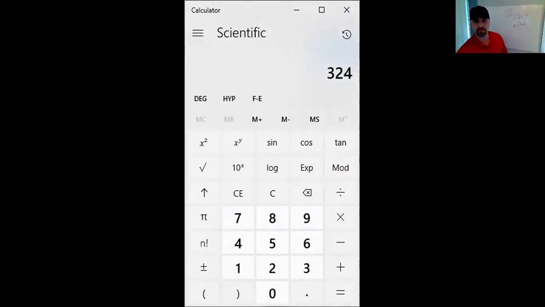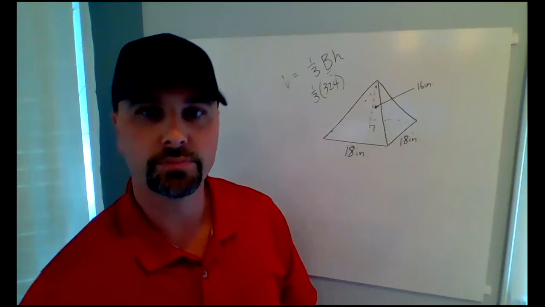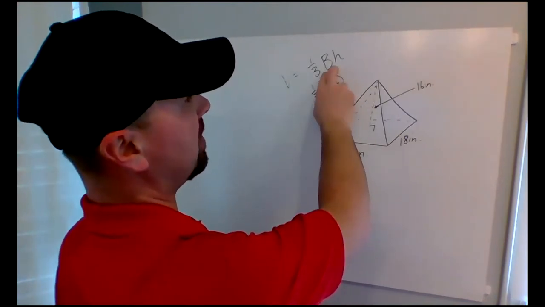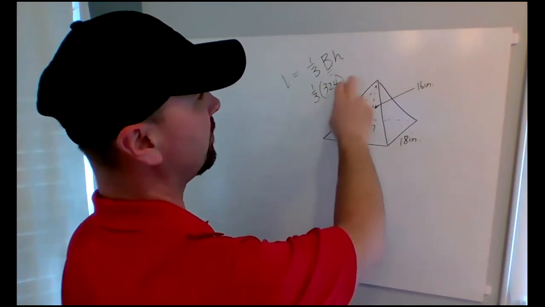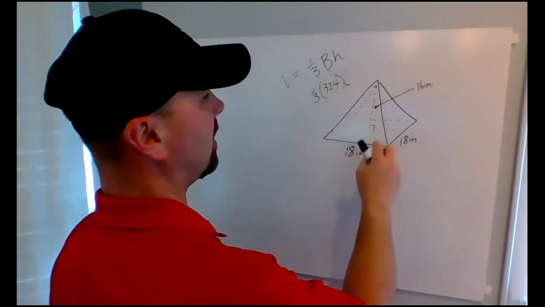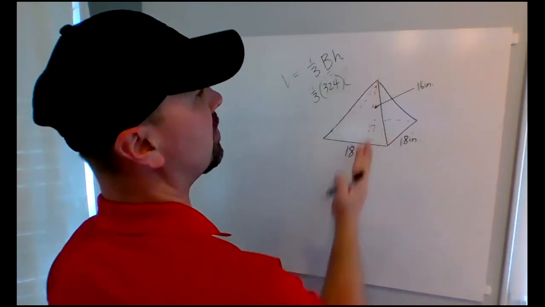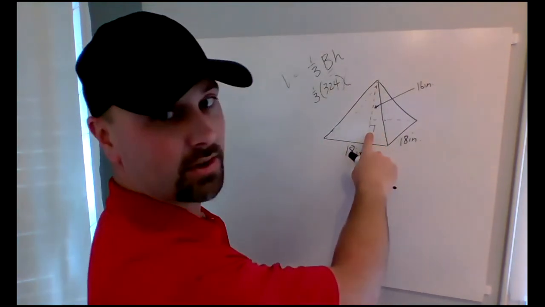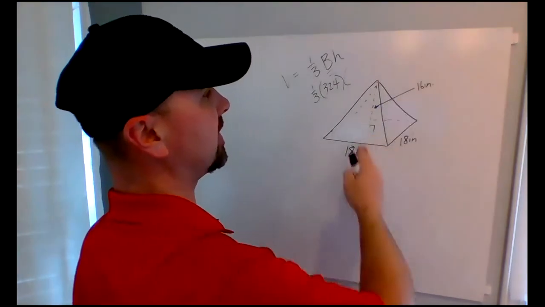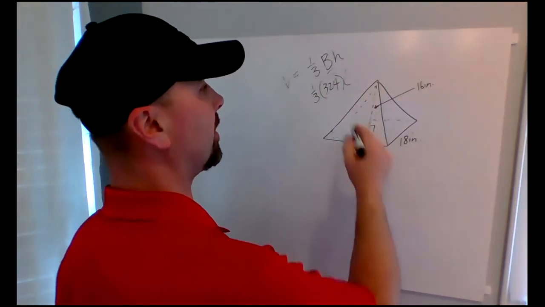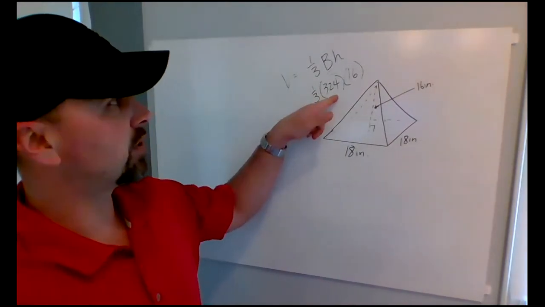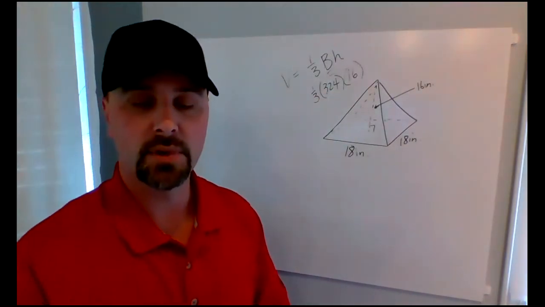All right, so come back to the screen. We're going to do 1/3 times the big B area of the base, which we just figured out was 324, times the height, okay? So the height must go at 90 degrees with the base. We can see a 90-degree angle here. So we know the 16 is the height of the pyramid. So 1/3 times 324 times 16.